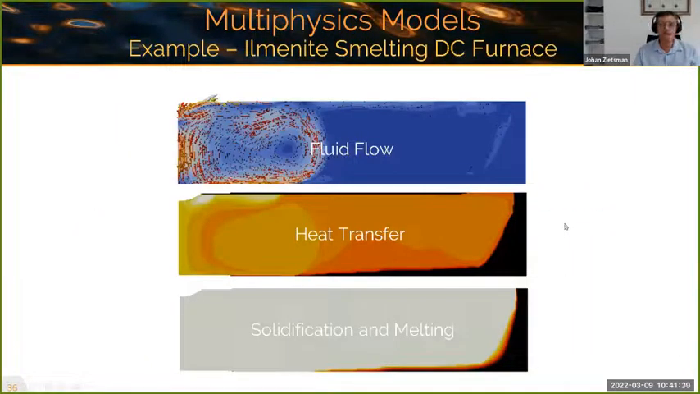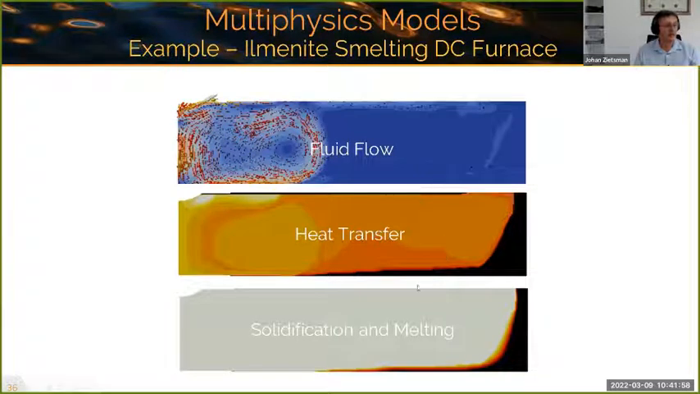But ultimately, if we put all of these things together, we can describe the fluid flow, for example, in an ilmenite smelting DC furnace. This is the center of the furnace where the arc is. This is where the wall is. And you can see a lot of fluid flow in the middle. And the heat transfer, that it progressively becomes cooler. This is where the arc is. And the furnace becomes cooler towards the wall and towards where the alloy bath is.